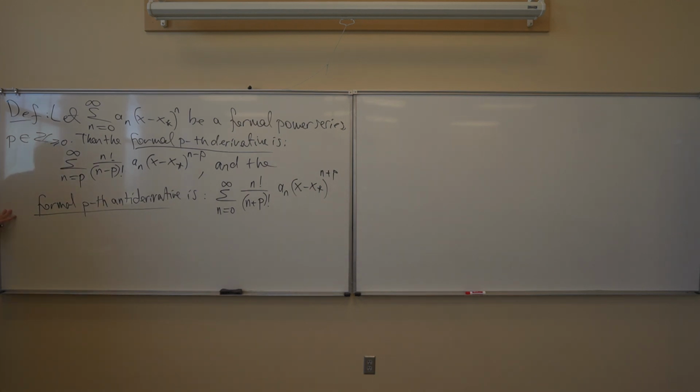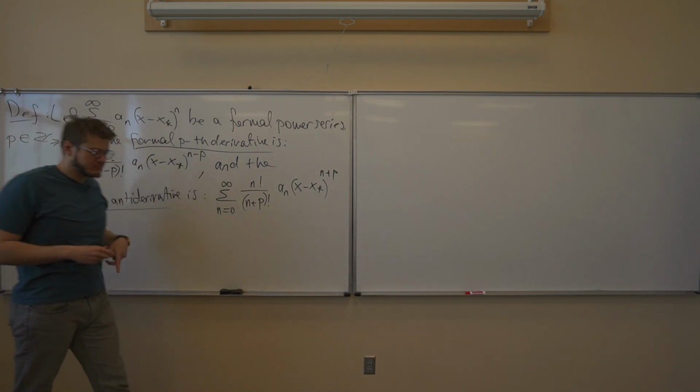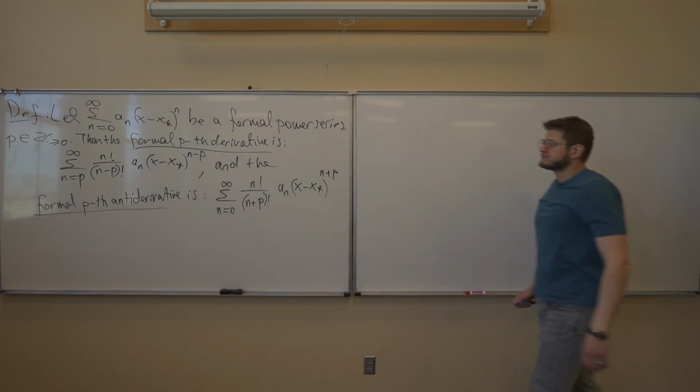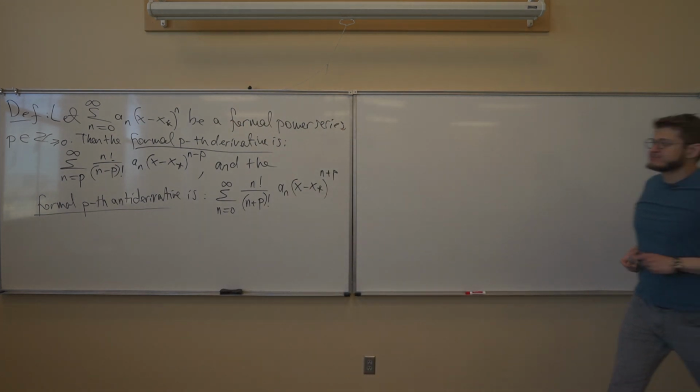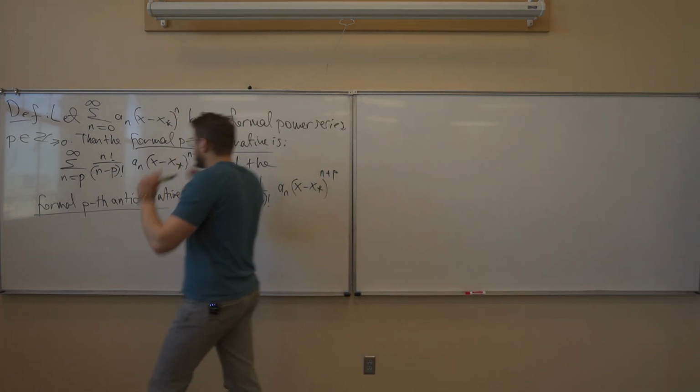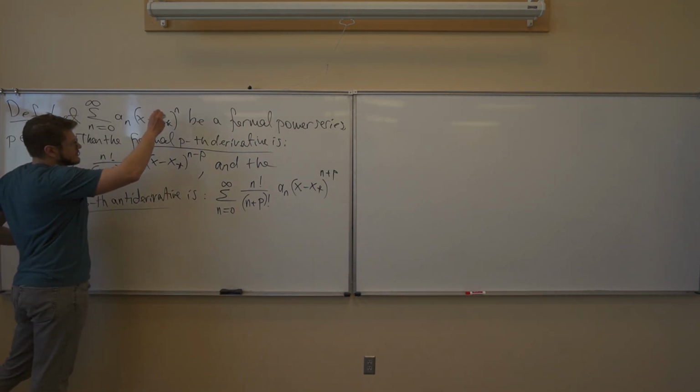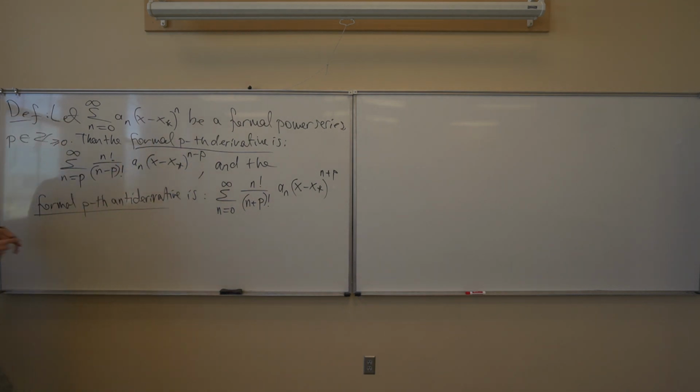Now, yesterday I had mentioned this. If I have a formal power series of this form, a sub n, remember a sub n is some sequence. At this point, I don't care about whether or not this guy converges. Formally, I'm just thinking of this expression. A sub n is a sequence of numbers times x minus x star. X star is a fixed number again, and x is a variable.